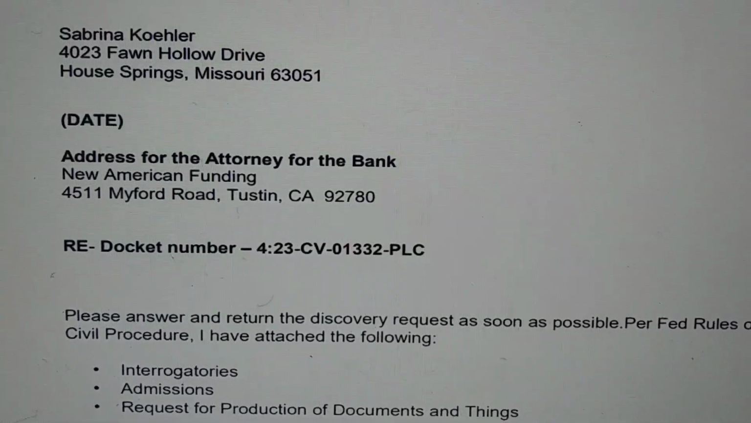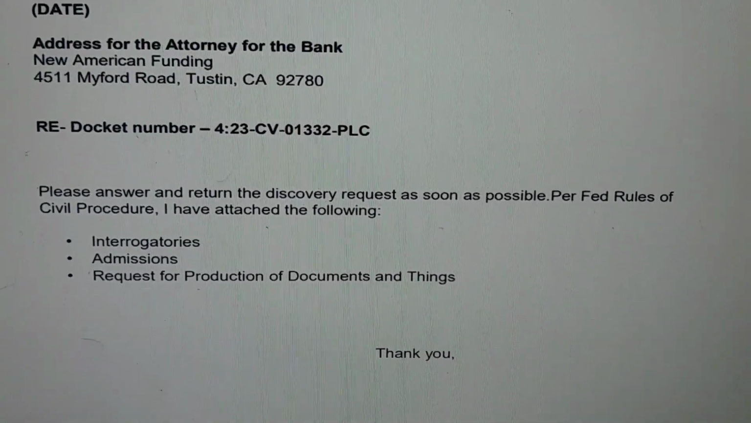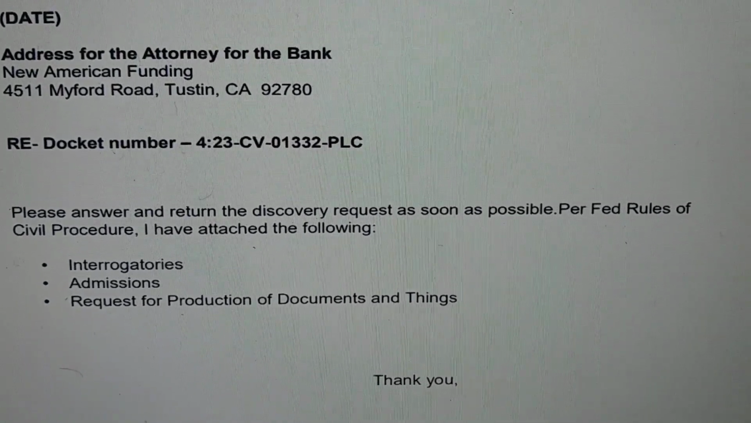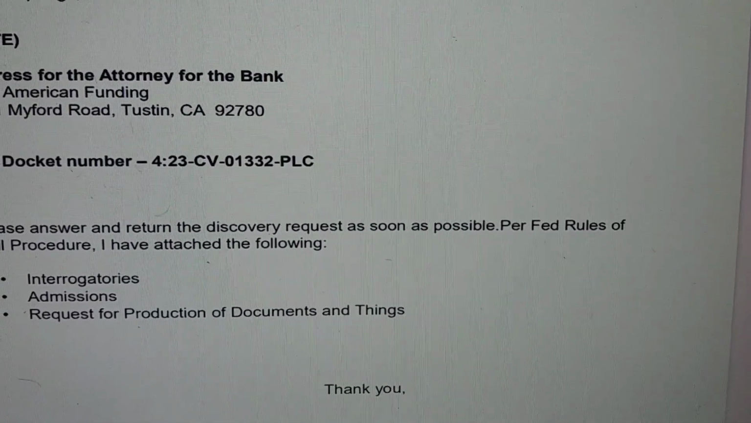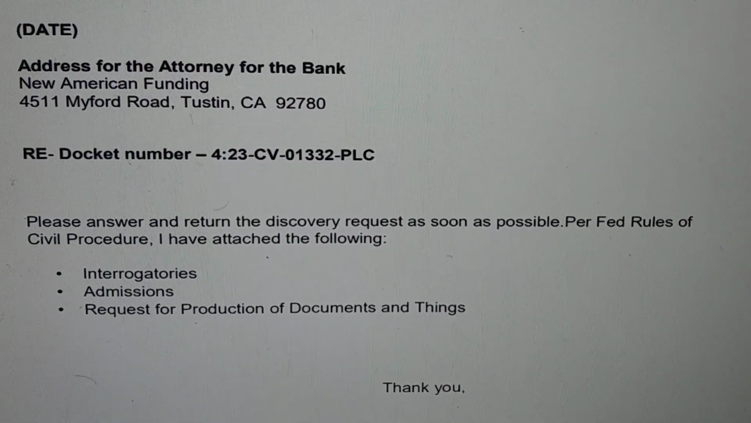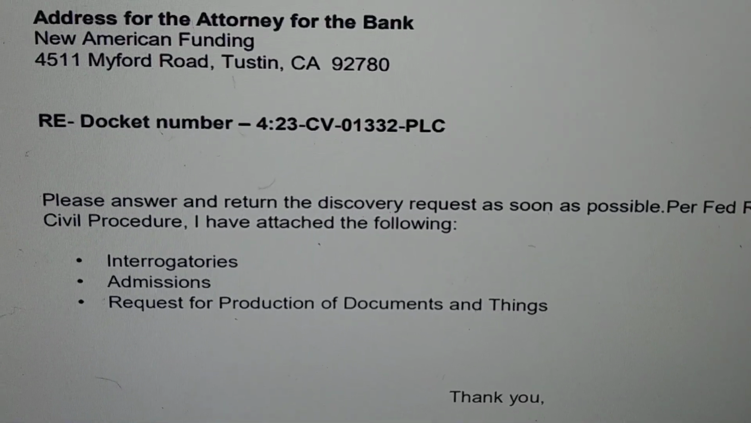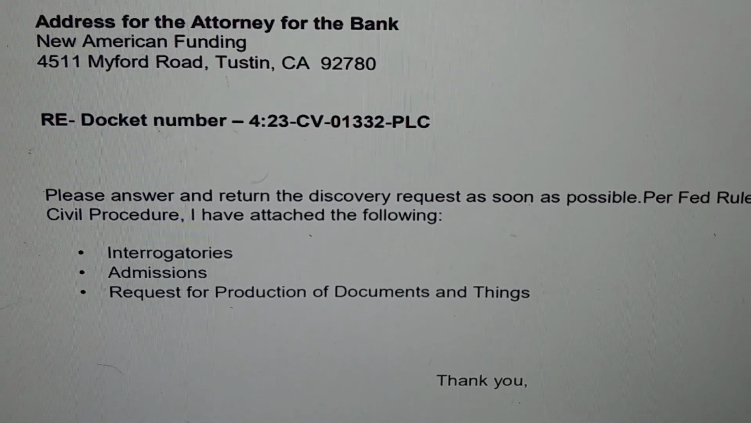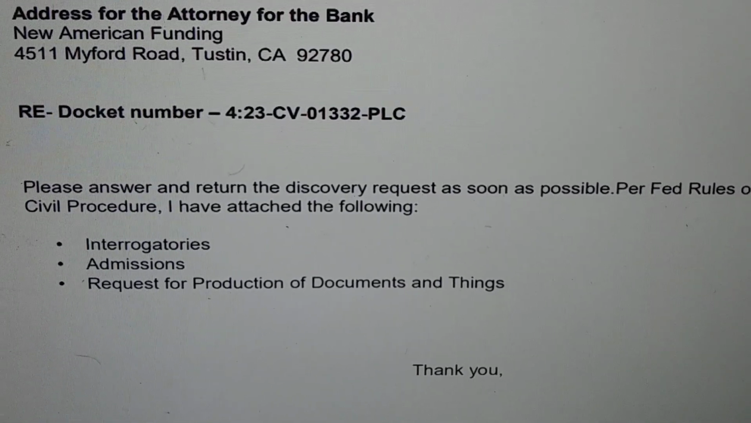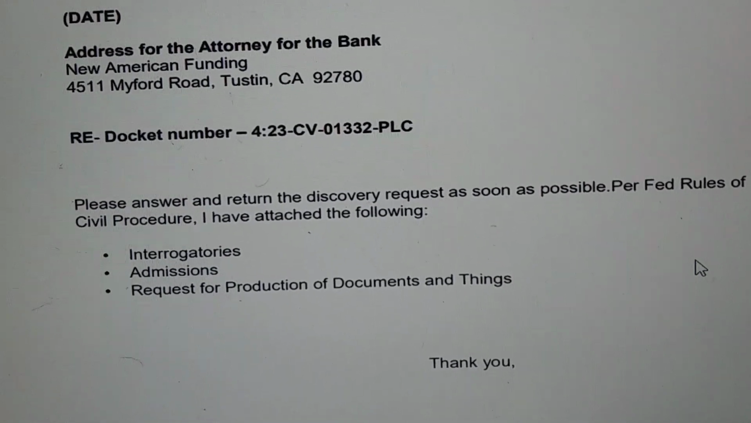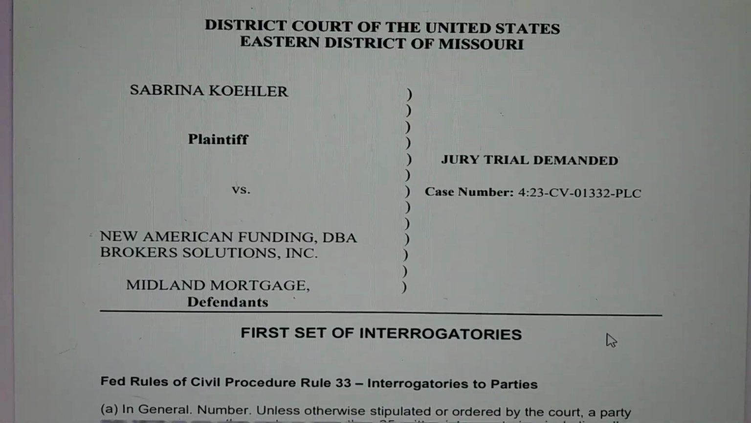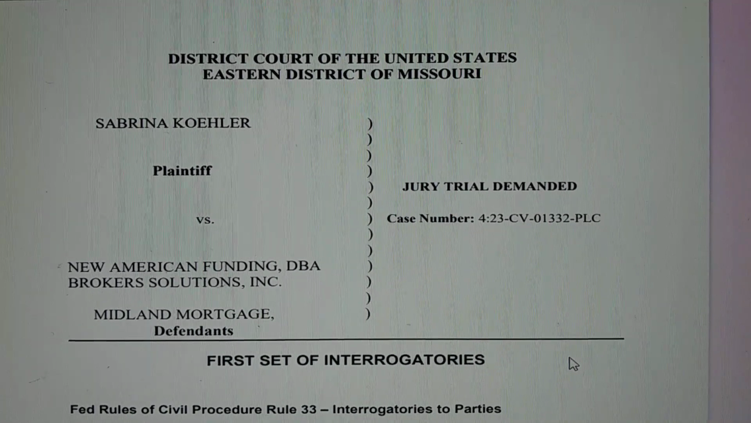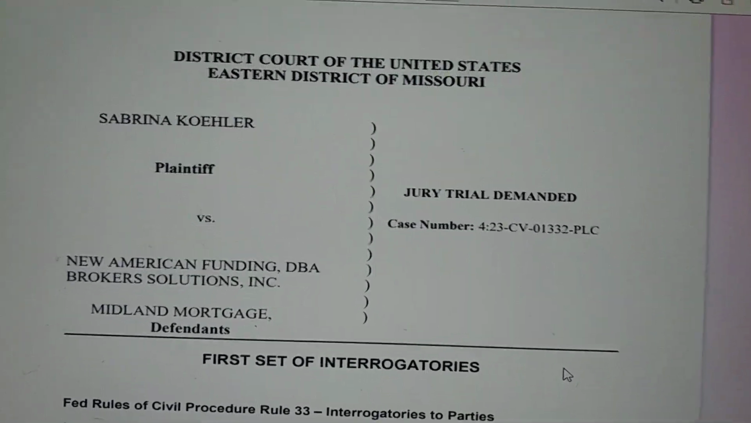So we have the docket number next. And then basically the cover letter says, please answer and return the discovery request as soon as possible per the Federal Rules of Civil Procedure. I have attached the following: interrogatories, admissions, requests for production of documents, and things. Thank you. And basically you sign it, date it, and that's the cover letter to the discovery request. Now here's the actual first page of the first set of interrogatory questions.